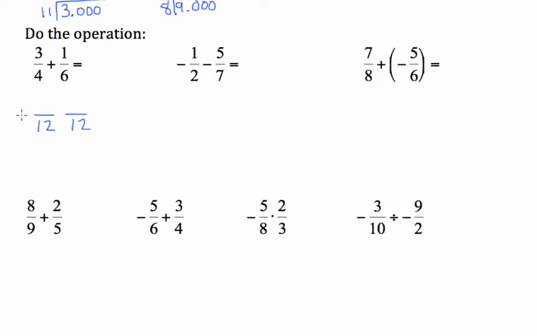Then I want to unreduce. I want to find the equivalent fraction, 3/4. What would that be in 12ths? I use my denominator as a clue. How do I turn a 4 into a 12? By multiplying by 3. Therefore, I'm going to multiply by 3 in the numerator as well. So I get 9. 9/12 and 3/4 are equivalent fractions. How does 6 get turned into 12? By multiplying by 2.